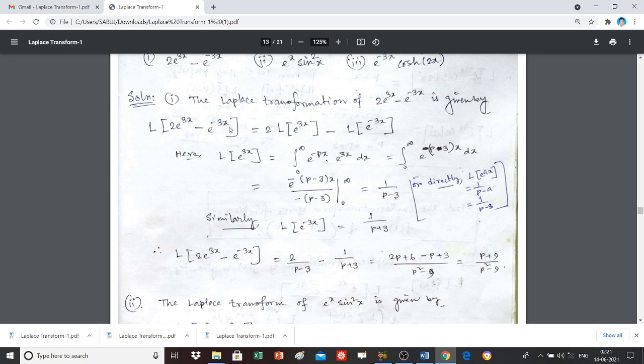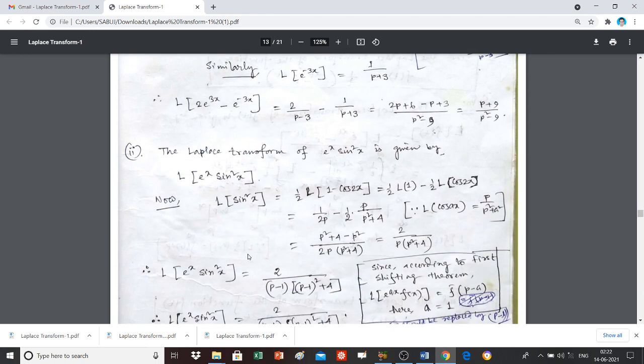Therefore the Laplace transform of 2 e to the 3x minus e to the minus 3x is equal to, since the Laplace transform of e to the 3x is 1 by p minus 3, this term will give you 2 by p minus 3, and then the Laplace transform of the other term is 1 by p plus 3. Just simplify it: p square minus 9 in the denominator, and from here 2 times p plus 3 is 2p plus 6, and then minus p minus 3, that is p plus 9 by p square minus 9. So this is the Laplace transform of the function 2 e to the 3x minus e to the minus 3x.